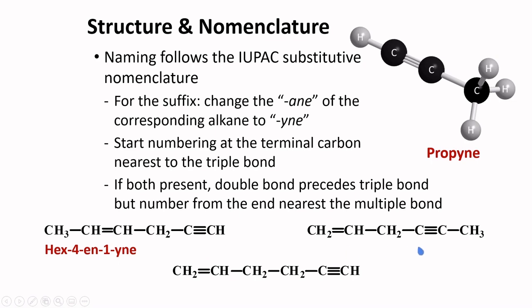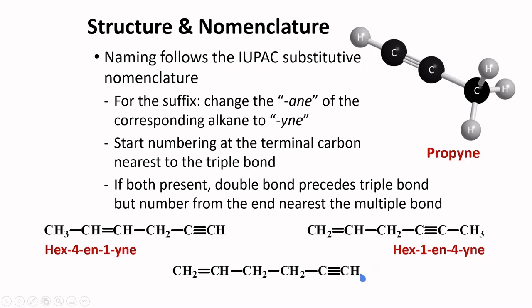How about this one? The double bond here is nearest to the terminal end, so we should number here and not on the other side. So given that this is carbon number 1 and this is carbon number 4 in a 6-carbon chain, then this is called hex-1-en-4-yne.